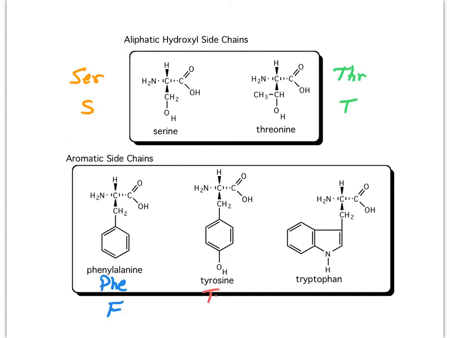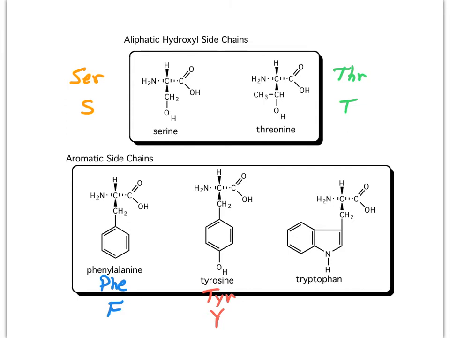Tyrosine, we can use Tyr, but T was taken by threonine, and so we have to use something different. So we go to the second letter, Y. So tyrosine is Y.